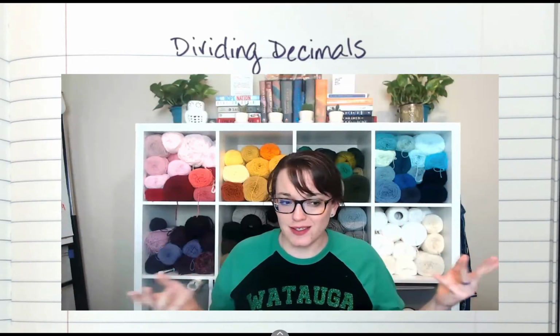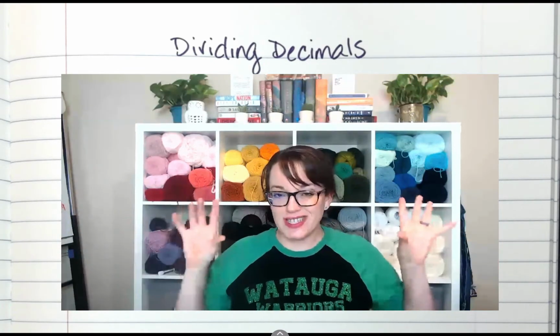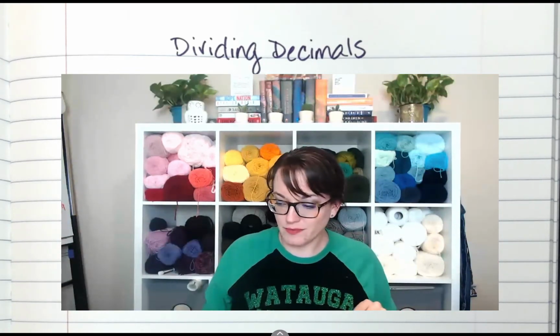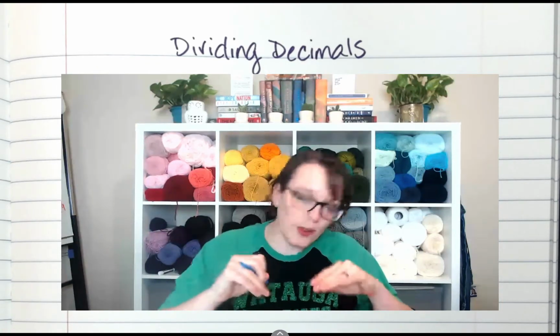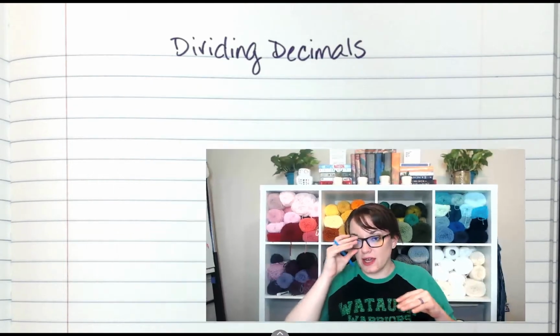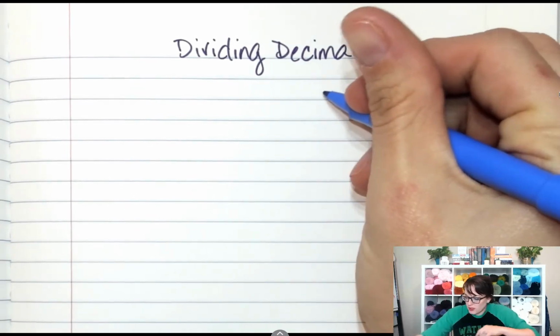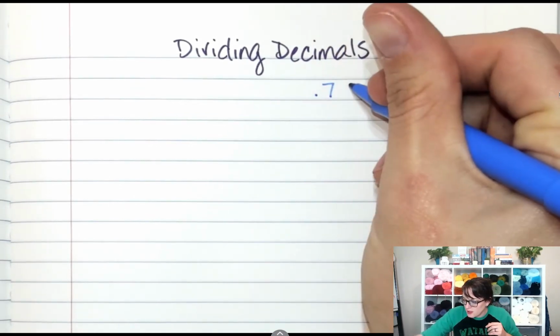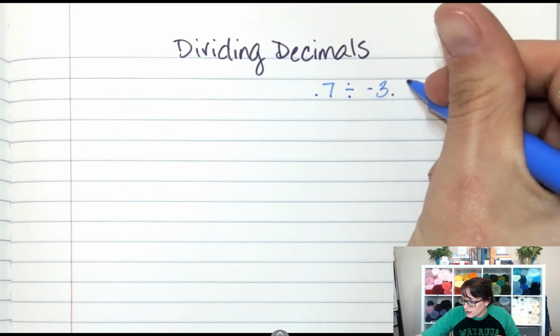And for that, we're going to use our 6th grade rules where we learned about integers. So we're just going to take two things and put them together. So let's jump in. There are several ways we can talk about dividing decimals. They can be written in many different ways, so we're going to try to hit on a couple of those. One way is if it's written like 0.7 divided by negative 3.5.